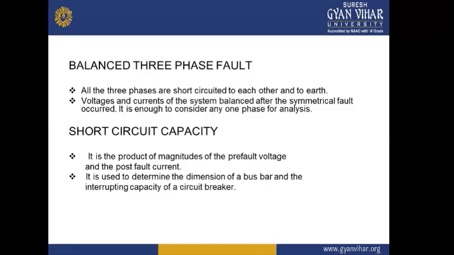Now, what is the short circuit capacity? The short circuit capacity is the product of the magnitudes of the pre-fault voltage and the post-fault current. We know that a fault is a low voltage phenomenon, and the current in the post-fault condition is very high, higher than the rated currents of the system. Therefore, it is essential to consider the pre-fault voltage and the post-fault current to get the maximum short circuit capacity of the system. It is used to determine the dimension of a bus bar and the interrupting capacity of a circuit breaker.